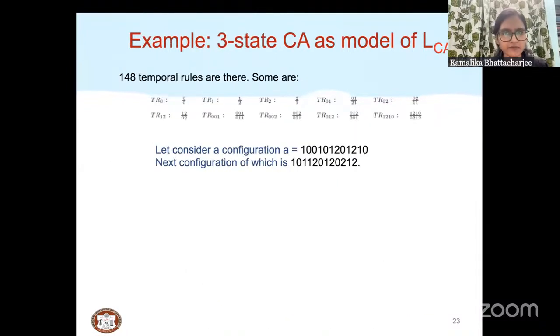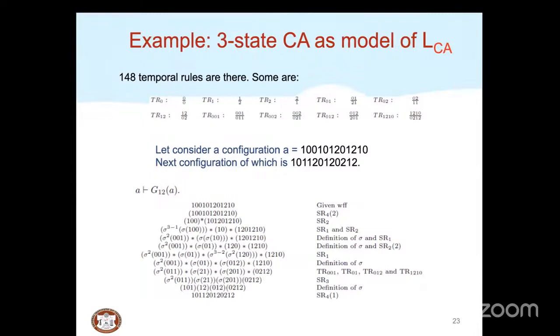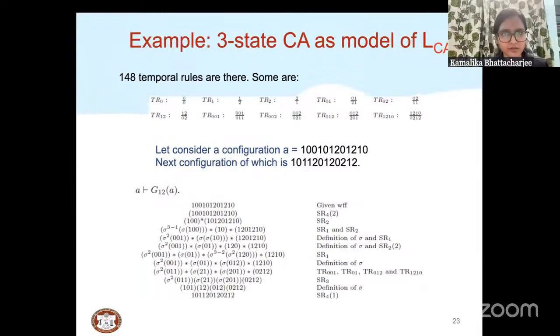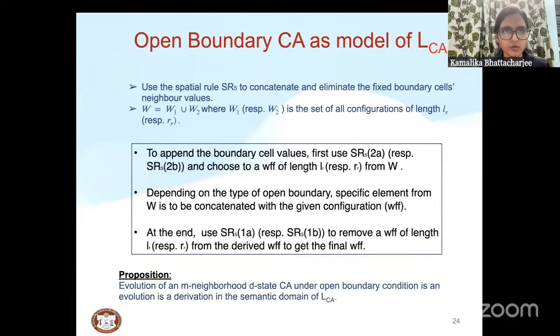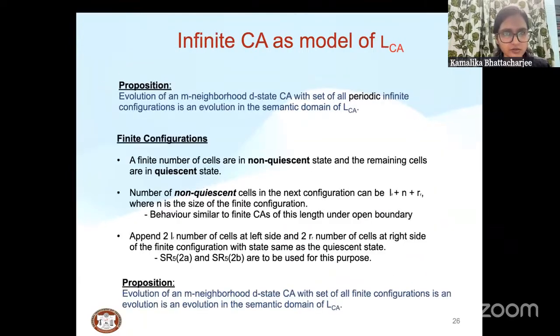Another example, this is for 3 state. Here also, we are taking the wind up soon. Yeah, sure. So here also we can show that we can represent the evolution of the CA by using the temporal rules and the spatial rules of the logic. So similarly, open boundary also we can show an infinite CA also.